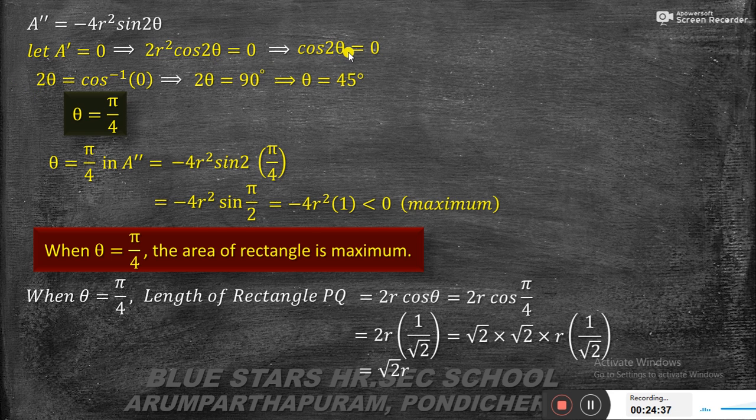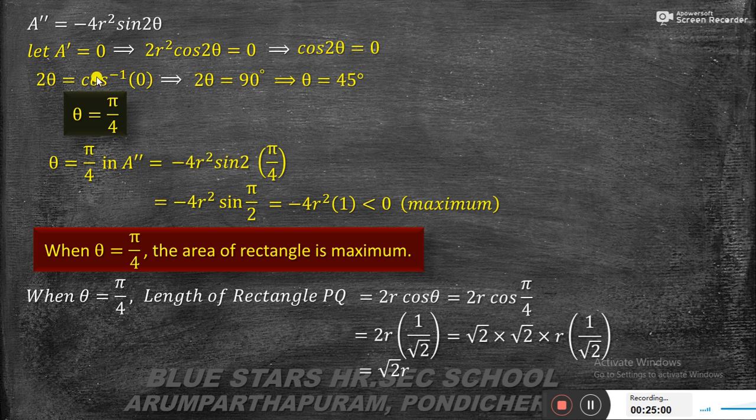cos 2θ equals 0. We know that cos 90 degrees equals 0, so cos 2θ equals cos 90 degrees. The cos cancels, so 2θ equals 90 degrees. This 2 I write in the denominator, so 90 degrees by 2 is 45 degrees. θ equals 45 degrees, θ equals π by 4. Therefore θ equals π by 4 in A double dash.